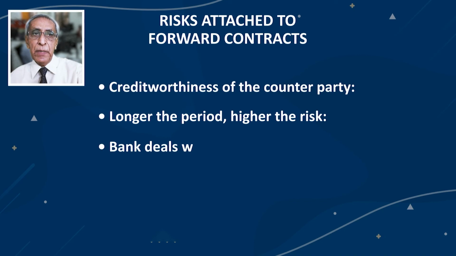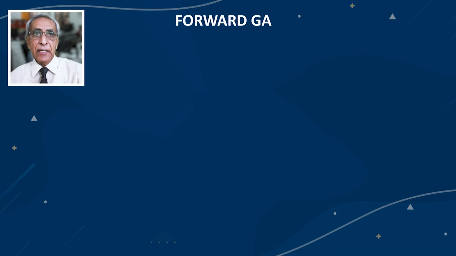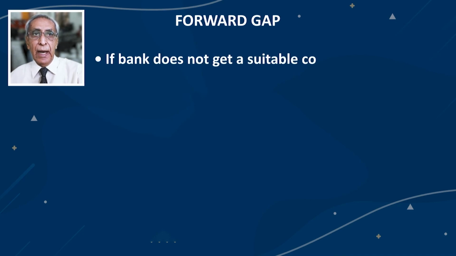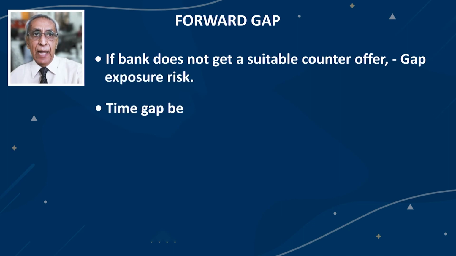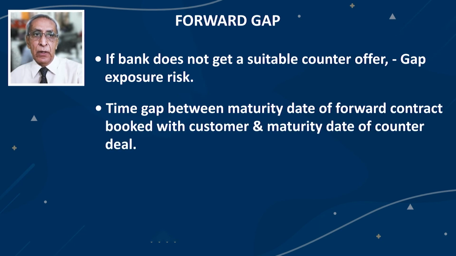So that is how there may also be a risk in the interbank or overseas market. Whatever counter deal the banks have put in the interbank or overseas market, if that bank fails or does not deliver the currency or take delivery of the currency on the due date, there may arise a risk for the bankers, and it is known as a counterparty risk. If a bank does not get a suitable counter offer, there arises a gap between the merchant transaction and the interbank transaction: the time gap between the maturity date of a forward contract booked with a customer and the maturity date of a counter deal.